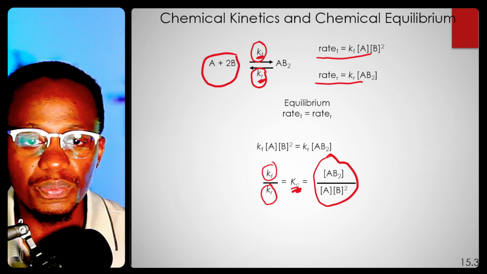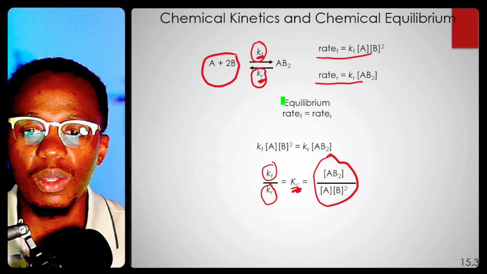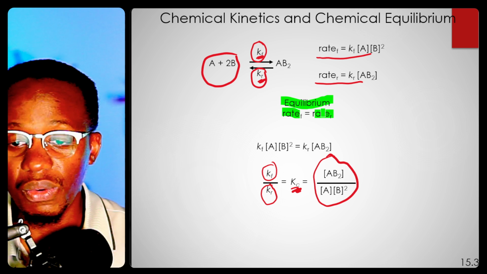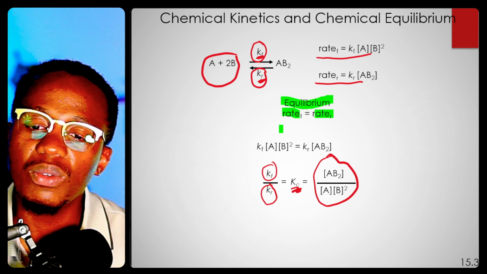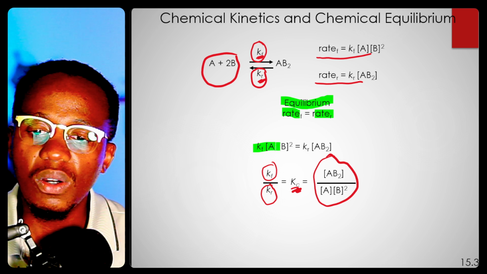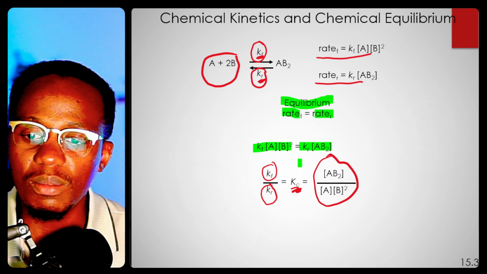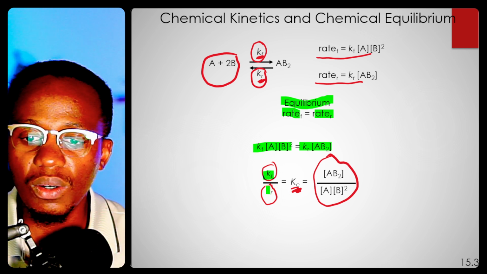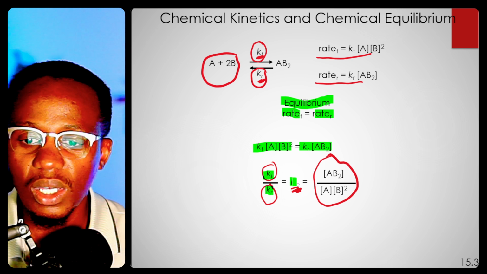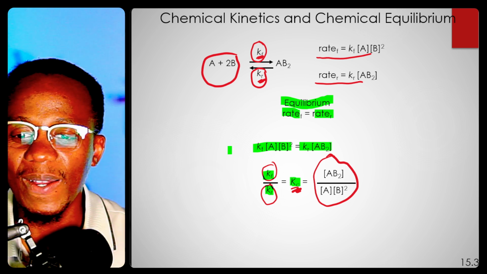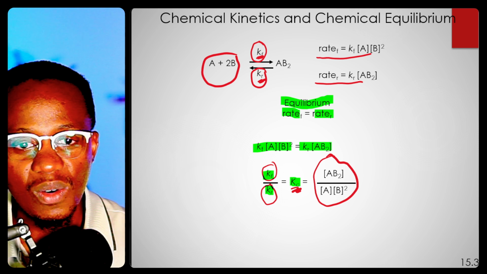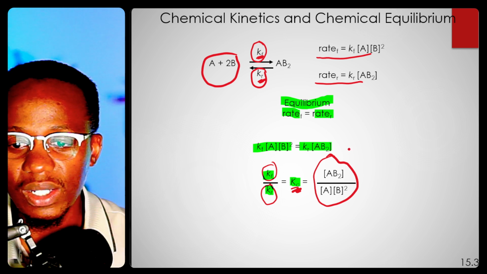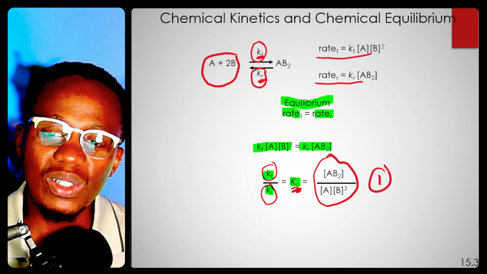So at equilibrium, by definition, the rate of formation is equal to the rate of reverse. The forward rate is equal to the reverse rate, and because of that, if we equalize the two rates and then divide them, we will get this. So at equilibrium, the forward rate over the reverse rate is equal to the equilibrium constant. All right, and if you remember, what's the number for the equilibrium constant at equilibrium? That's right, it's equal to 1.